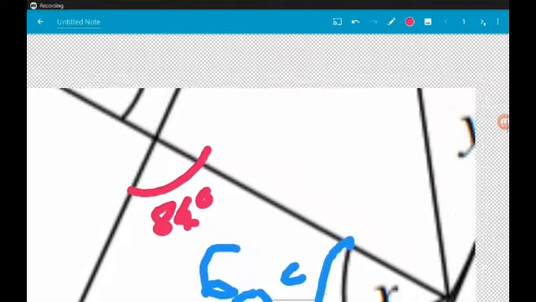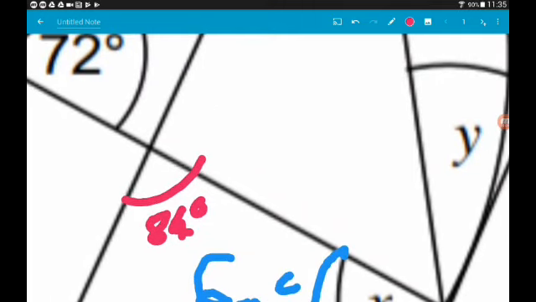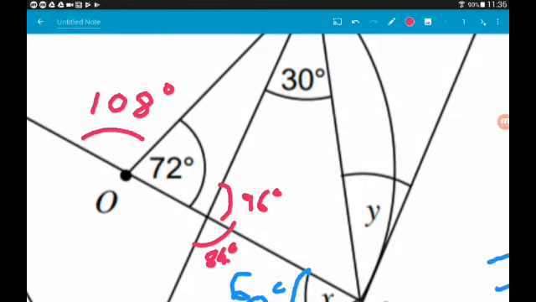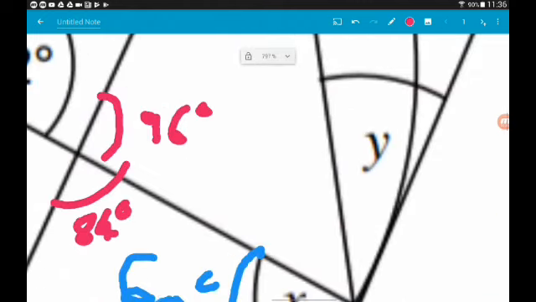Okay, then if we move up, we know angles on a straight line add up to 180. So that means this angle is 96. Okay, now again, we're inside a triangle where we know two of the angles. So we got 96 and 30. 96 add 30 is 126. So this angle down here is 180 minus 126, which is 54.